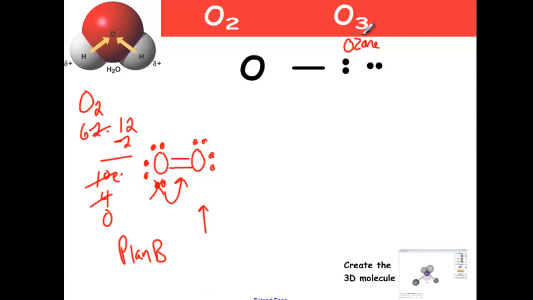Now let's look at ozone. Hopefully you're not taking a breath and breathing in ozone because it's an irritant in your lungs, and it really bothers people with asthma. And it smells kind of funny after lightning storms. And we'll talk about why ozone forms later on.